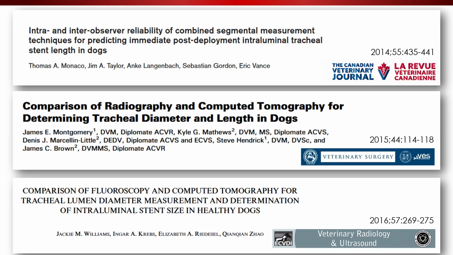In previous work regarding stent sizing, Monaco et al. showed that segmental measurement techniques using radiographs were fairly reliable, although final stent length was 10 to 13% different from that predicted. In a study using unaffected cadavers, Montgomery et al. showed that CT-derived measurements were superior, as tracheal diameter was consistently underestimated radiographically. Williams et al. compared tracheal diameter measured using fluoroscopy versus CT in normal dogs, and showed that CT measurements were larger and more accurate.